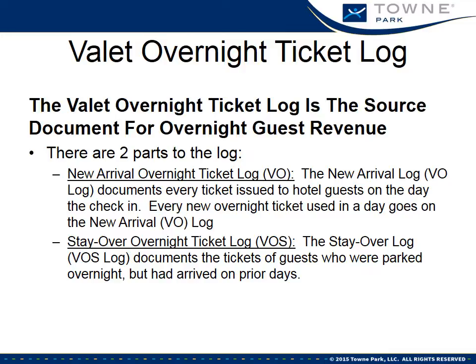The New Arrival Ticket Log, sometimes referred to as the VO log, documents all newly issued overnight tickets. These are tickets that are issued to new check-ins. The Stayover Log, sometimes referred to as the VOS log, lists all overnight tickets that stayed over from a previous day. These are cars which were parked when the day began, that are still parked when the day is over.